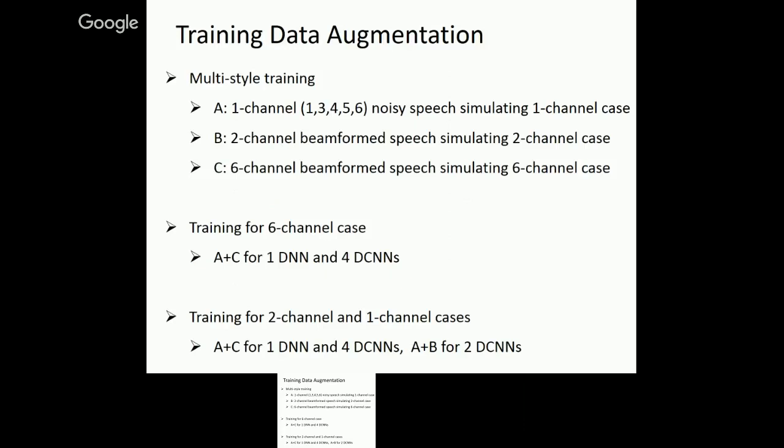And for training the 6-channel model, we use A and C data to train 1 DNN and 4 DCNN. And for the 2-channel and 1-channel cases, we use additional acoustic models, using data B and A.